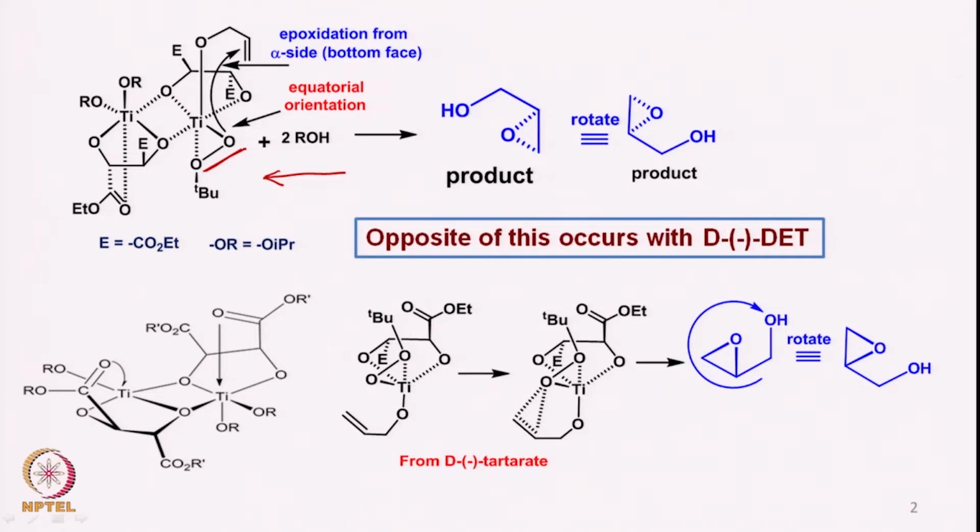But since in the dimeric species we have the ester moiety here which is beta oriented, therefore the titanium oxygen tertiary butyl bond formation occurs from the alpha side, and that decides that the allylic alcohol attaches from the beta side, and therefore epoxidation occurs to the double bond which is oriented in this fashion from the alpha side, and that leads to the formation of the product like this, and which can be written up by simply rotation in the plane of the paper to give this particular product.